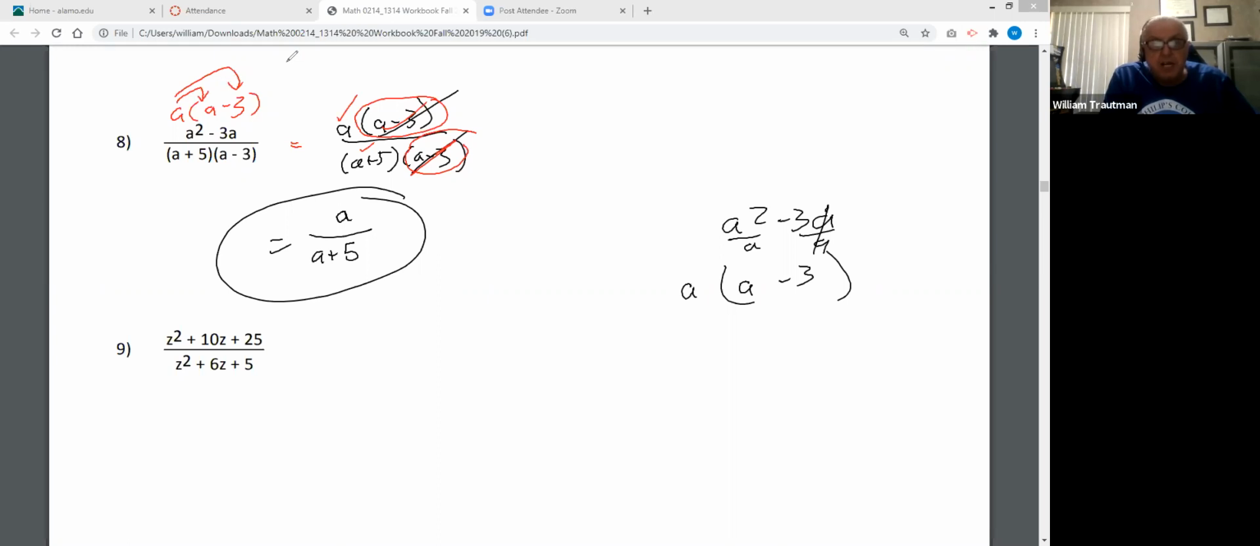You factor the top, and if it cancels with something on the bottom, it cancels. There's only 2 steps here. Factor everything you can and cancel anything that you can. And it must be identical to cancel it.